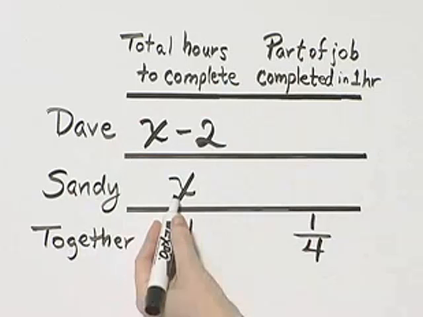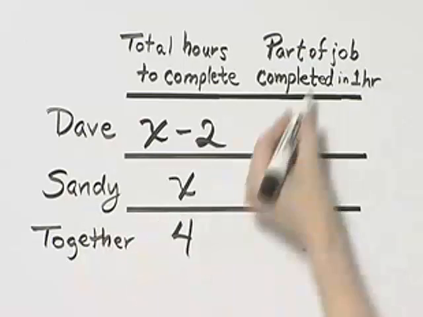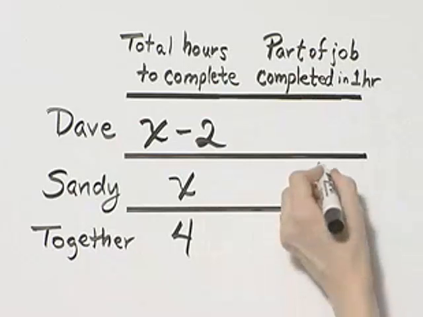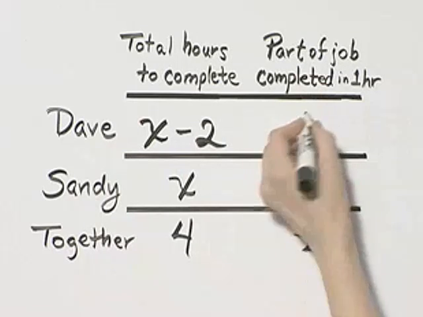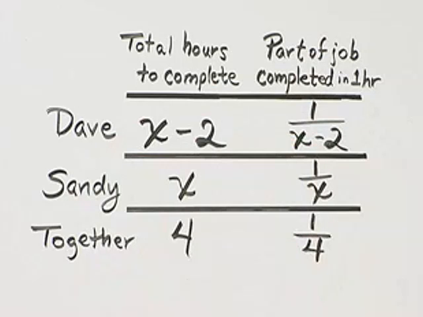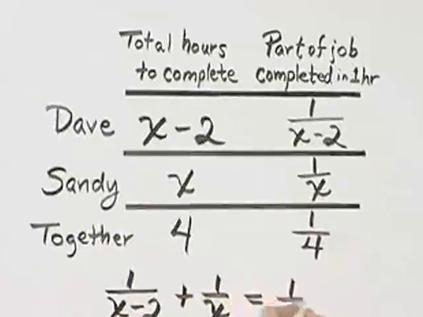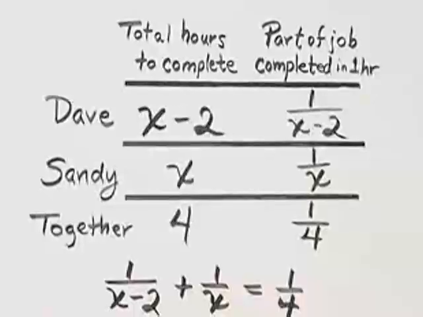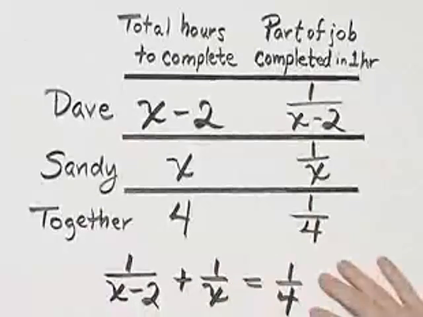Again, if Sandy can complete the job alone in X hours, what part of the job did she complete in 1 hour? That's 1 over X. And same thing here, 1 over, in this case, X minus 2. And then how do we write our equation? The part of the job Dave completes in 1 hour plus the part of the job Sandy completes is equal to the part together. So that is 1 over X minus 2 plus 1 over X is equal to 1 over 4.